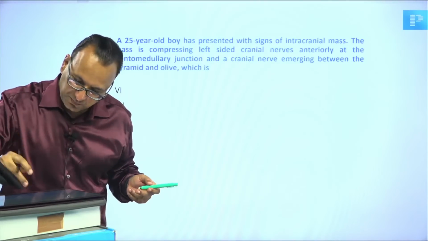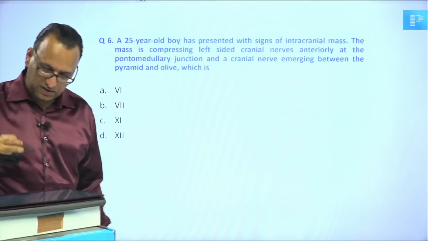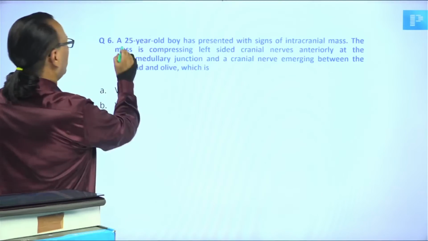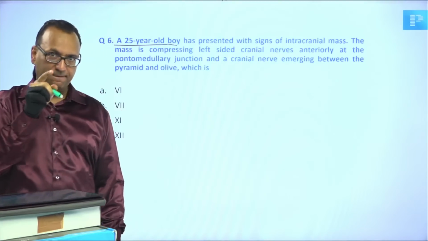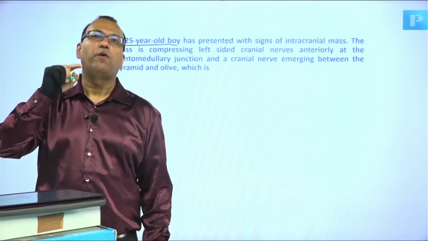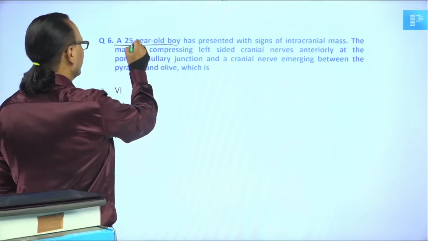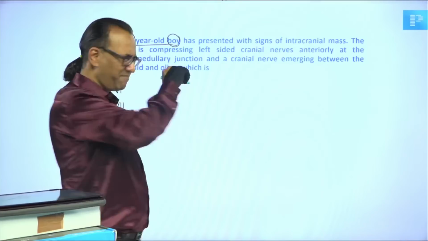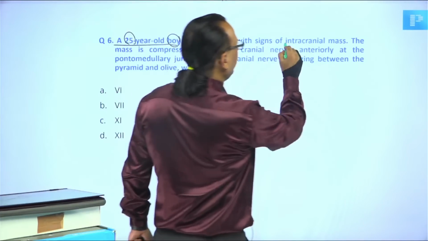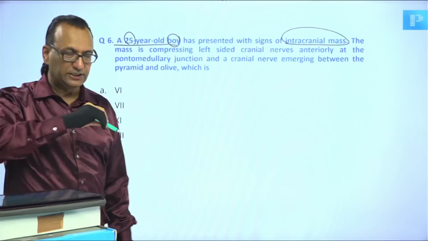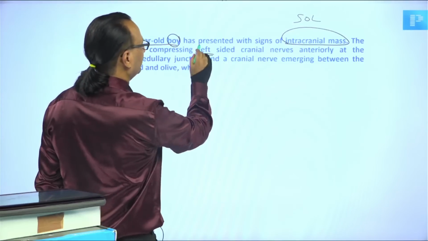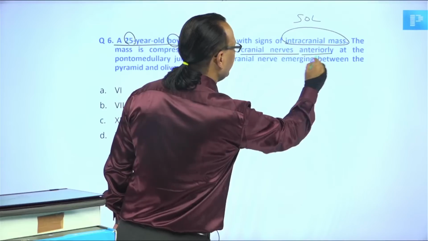As you see, again, it's a small question, so we can read it in its entirety. 25-year-old boy. Sometimes age is important, sex is important, especially if it is a pure clinical question like medicine, pediatrics. 25-year-old boy, maybe something to do with the answer, but not in this particular question. So presented with signs of intracranial mass, space occupying lesion. So there is a space occupying lesion, intracranial mass compressing left sided cranial nerves anteriorly.